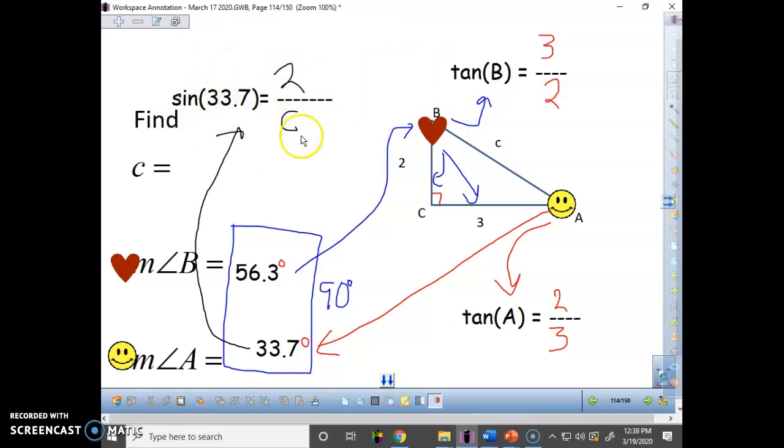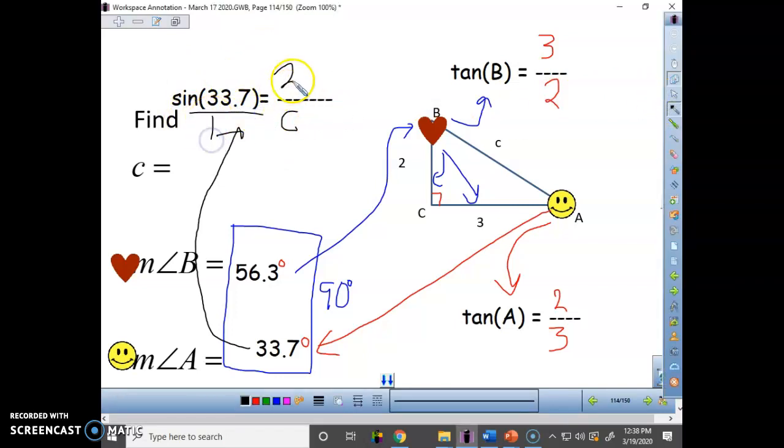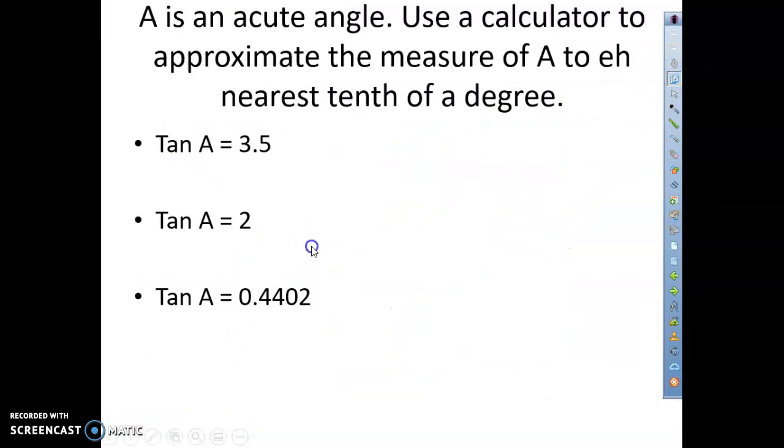I can now solve this for C like we did in the last video. Cross multiply, divide. 2 times 1 divided by sine. So I'm going to put that in the calculator. 2 divided by sine 33.7 equals 3.6. There's my answer right there. That's a decimal. Okay, let's keep going. Only got a little more time.